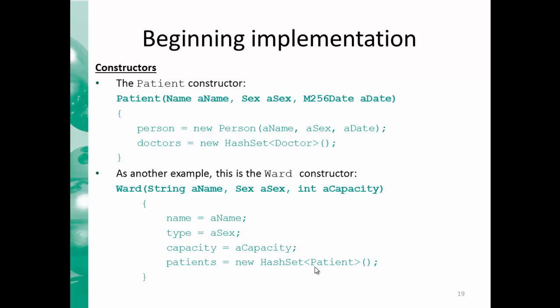Same goes for the word. We have some attributes: a name of type string, sex of type sex, and a capacity of type integer. Besides all these, we have another object defined within the constructor of the word, which is an object of type hash set for storing the collection of patients.